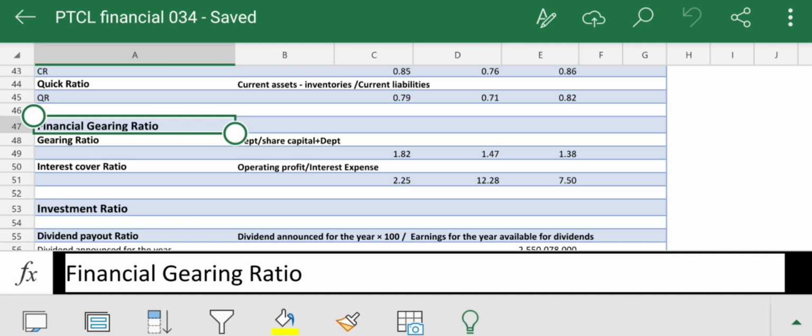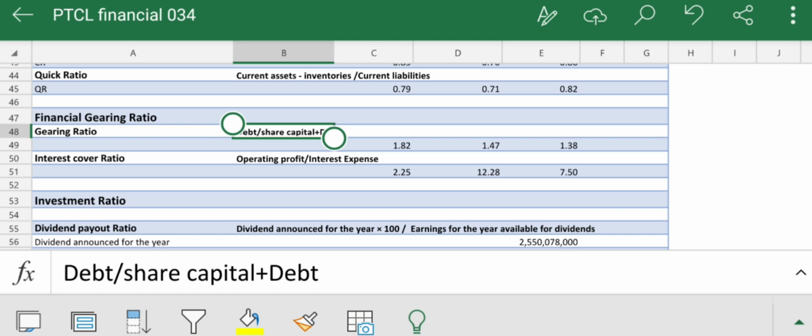The financial gearing ratio is also known as the financial leverage ratio. This ratio measures the proportion of a company's total capital that is financed by debt compared to equity. It helps assess the level of financial risk a company carries as it relies on debt for funding. The higher the financial gearing ratio, the higher the financial risk. It is an important metric for investors and analysts to evaluate the company's financial structure.